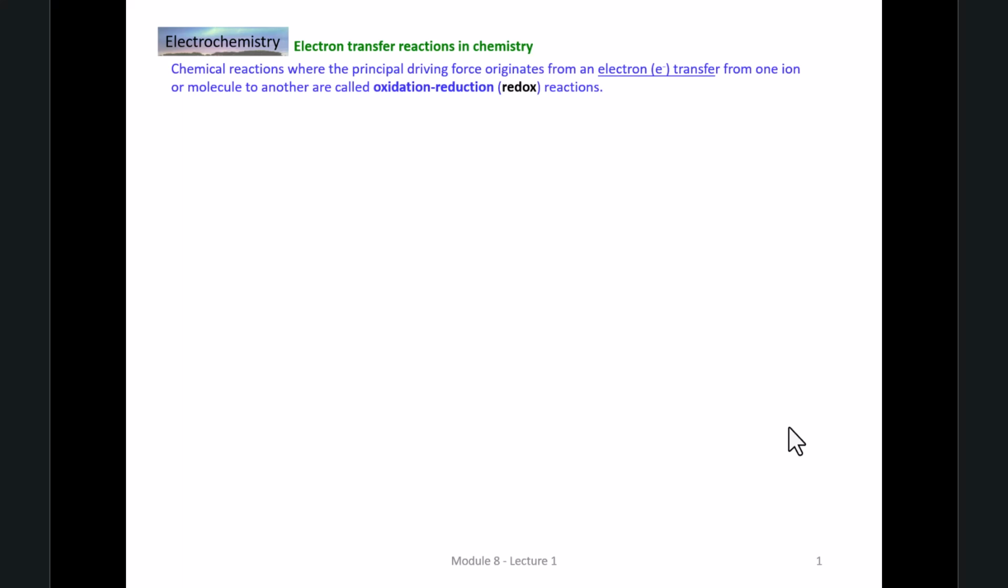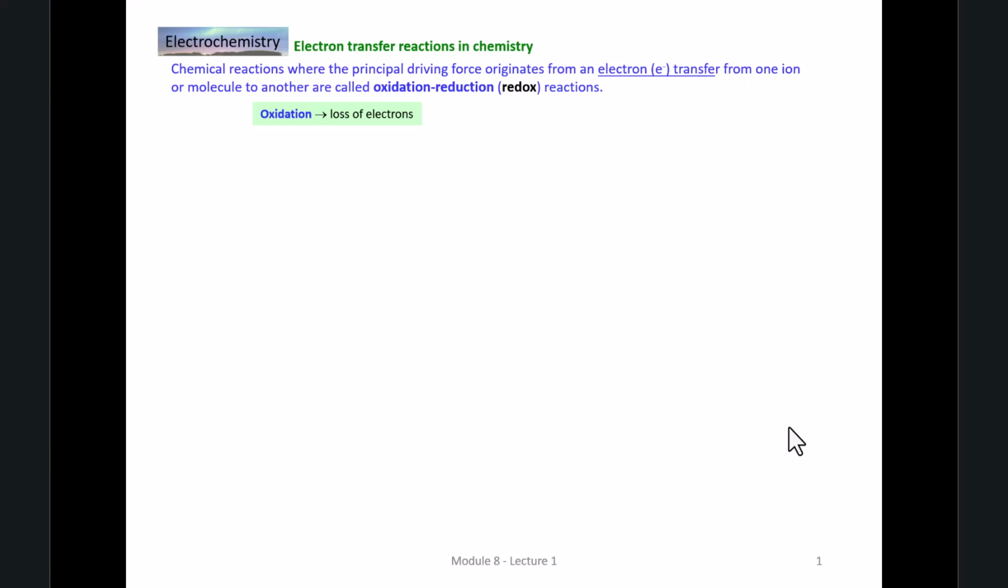In Module 8, we'll begin to cover the fundamentals and applications of an area of chemistry called electrochemistry, which can basically be thought of as electron transfer reactions. Now, chemical reactions where the principal driving force originates from an electron transfer from one ion or molecule to another are called oxidation-reduction reactions, many times called redox reactions for short.